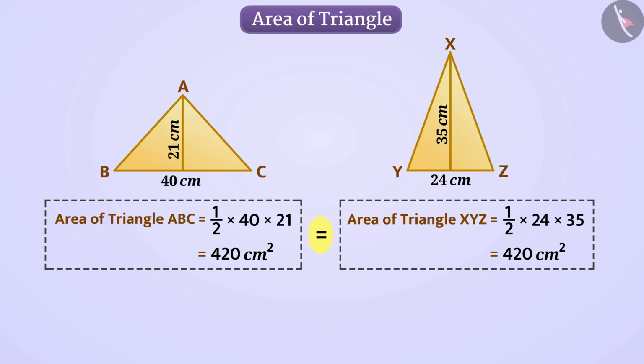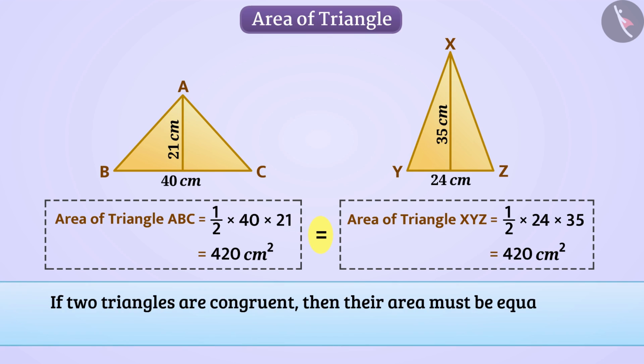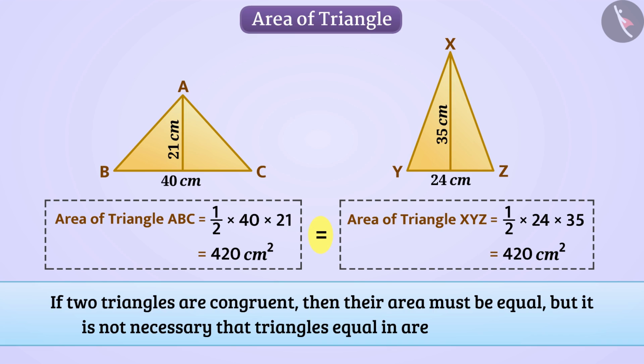Can we say that they are congruent? Think. Absolutely right. They are not congruent because their measurements are different and they do not cover each other completely. In short, if two triangles are congruent, then their area must be equal. But it is not necessary that triangles equal in area are congruent.